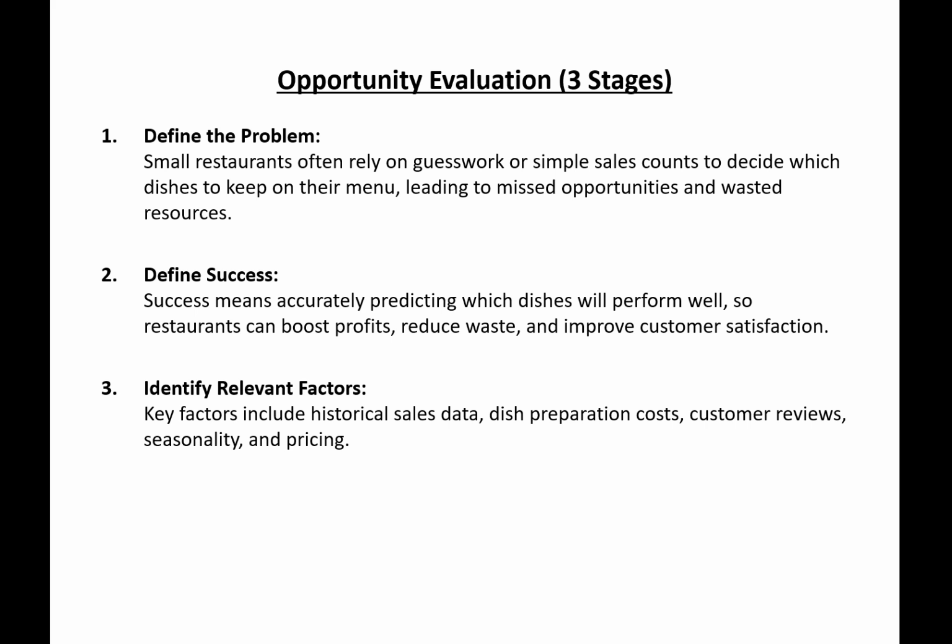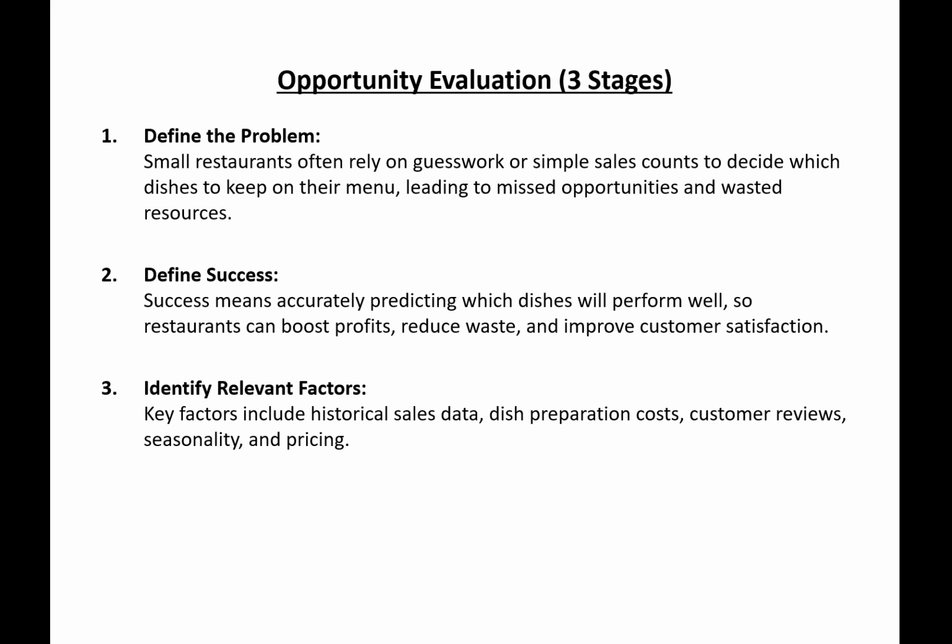So on opportunity evaluation, I have 3 stages. The first is defining the problem. So small restaurants often rely on guesswork or simple sales counts to decide which dishes to keep on their menu. This can often lead to missed opportunities and wasted resources.